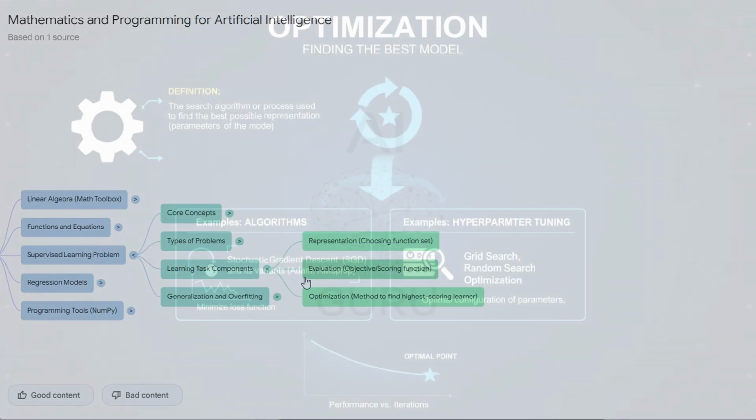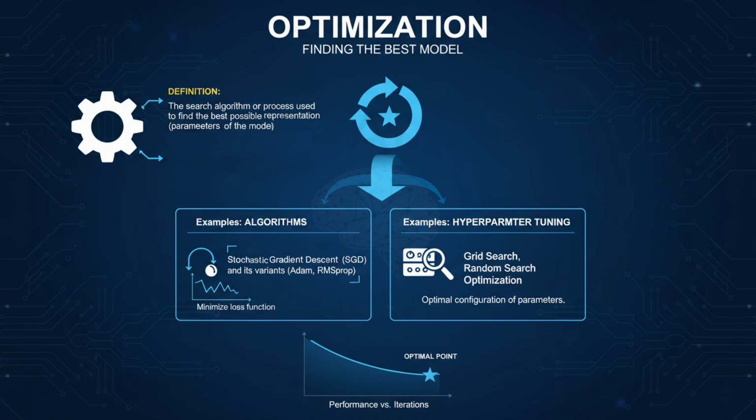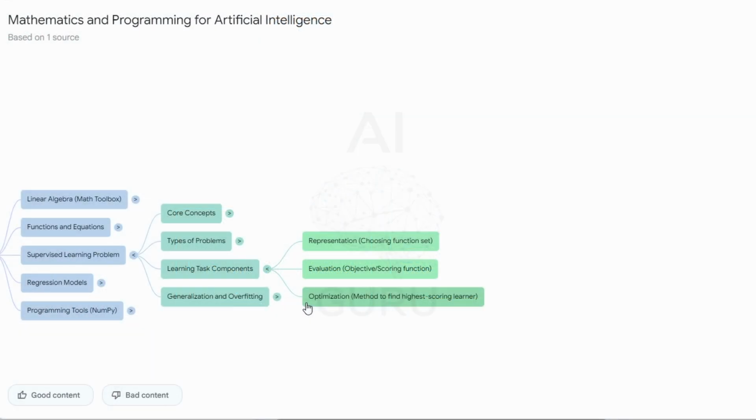And step 3. Optimization. This is the search algorithm. Given the chosen representation and the evaluation function, the loss, how do we efficiently search through all the possible functions in our chosen space to find the one that has the absolute minimum loss? Find the best function according to our error metric. That's the loop. Represent, evaluate, optimize.